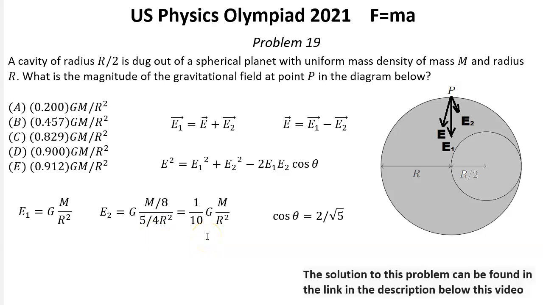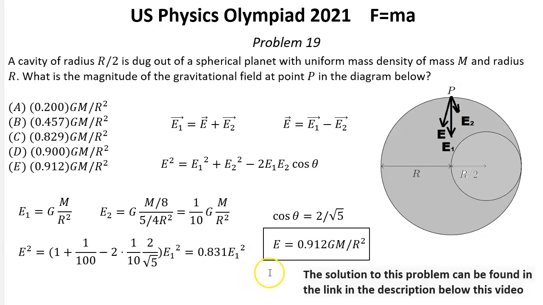And we have E2 equal 1 over 10 GM over r squared. And for angle theta we have cosine theta equal 2 over square root of 5. Now we have E squared equal this expression, which is 0.831 E1 squared, or finally we have gravitational field equal 0.912 GM over r squared. That's answer E, and that was the solution for problem number 19.